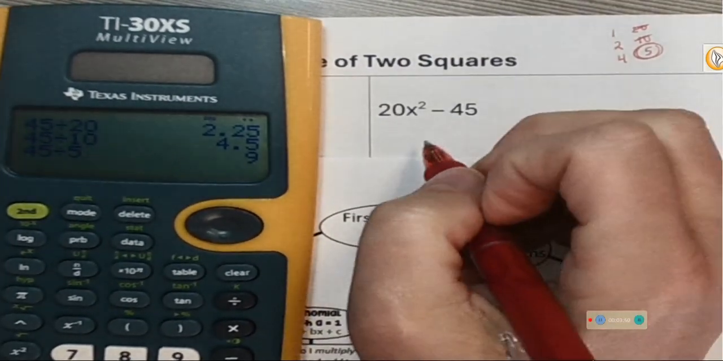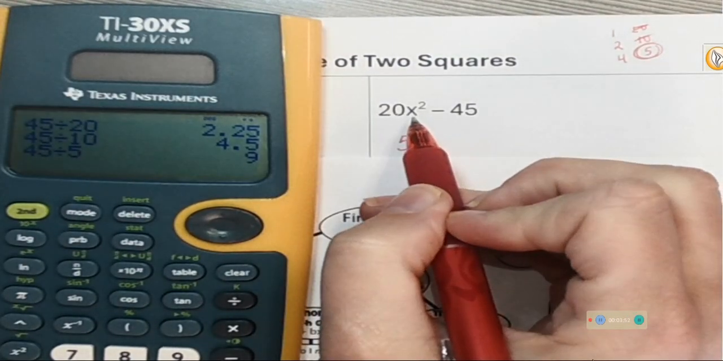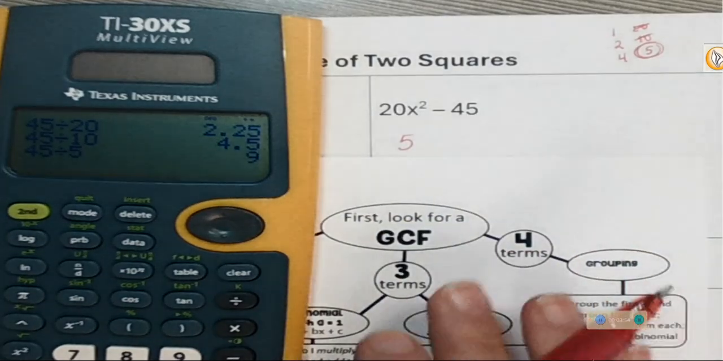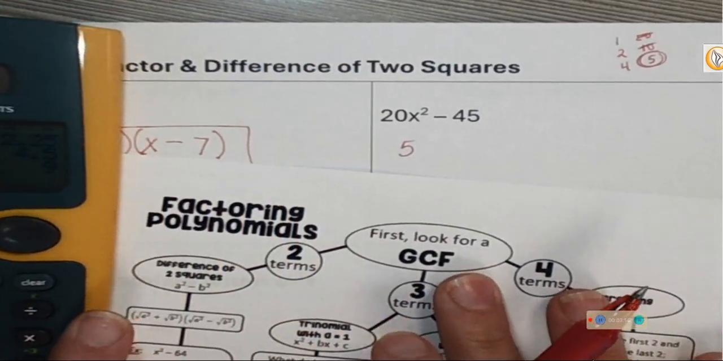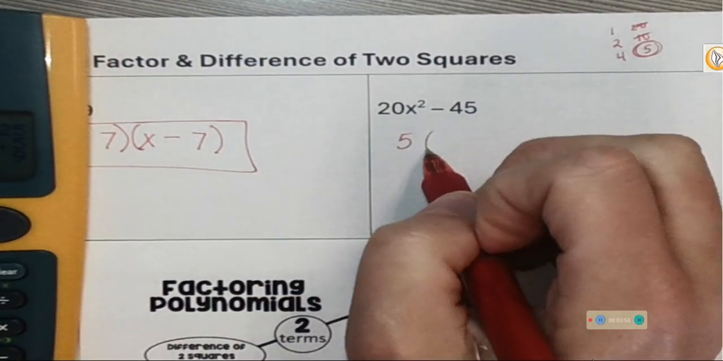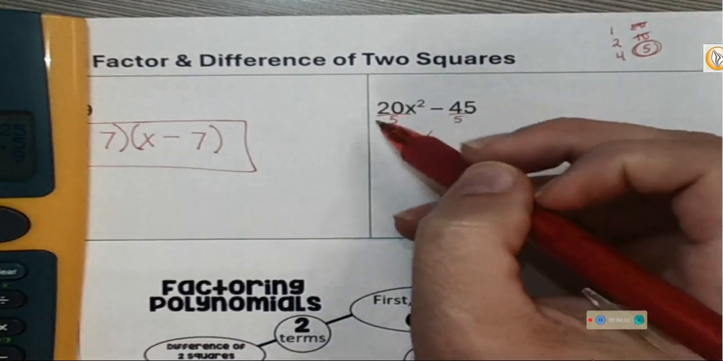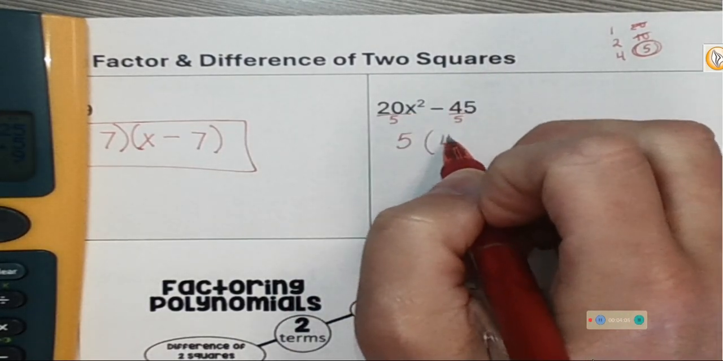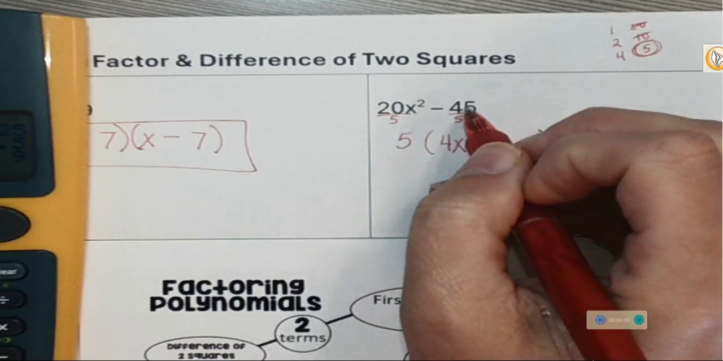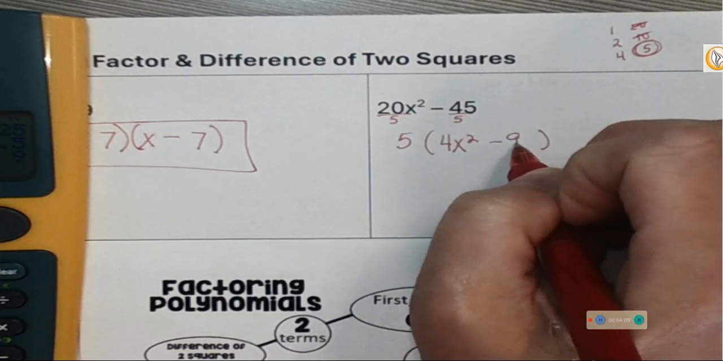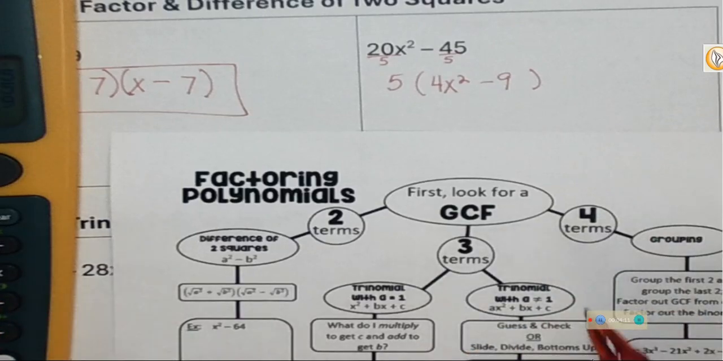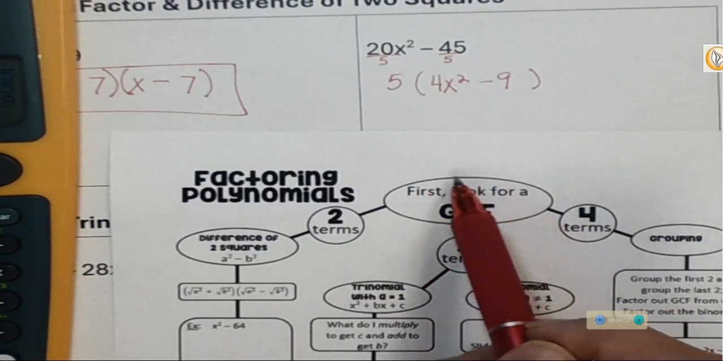So I'm going to take a 5 out. This has x squared, that doesn't have an x, so I cannot take that out. So, in my head, I'm going to divide both of these by the greatest common factor. 20 divided by 5 gives me 4x squared. Negative 45 divided by 5 gives me a negative 9. So at this point, I simply took out my greatest common factor.